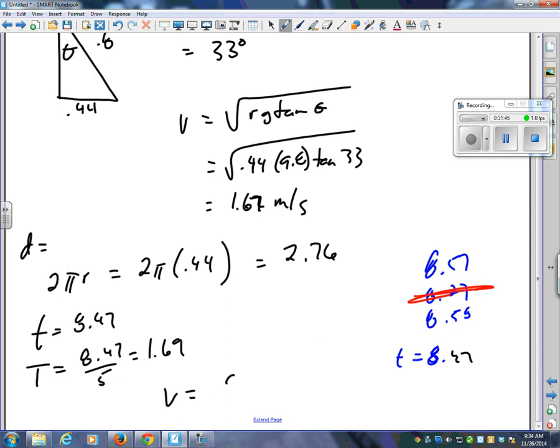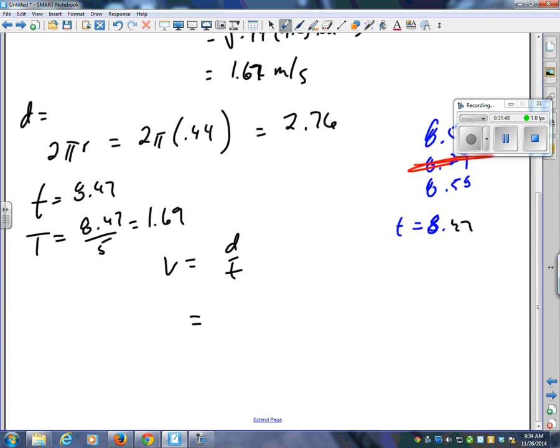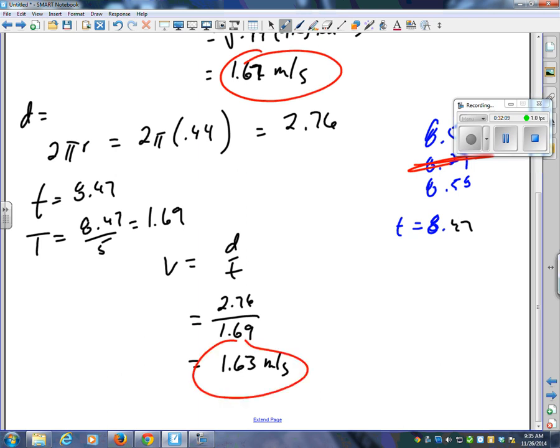So velocity, distance over time. Distance, let's get this right. 2.76. Time, 1.69. 1.63. Holy cow. I don't know if I've ever been that close before.